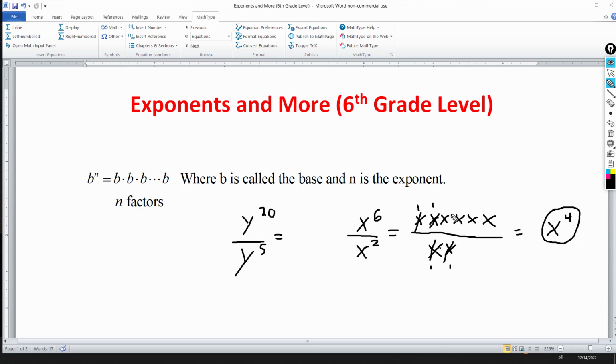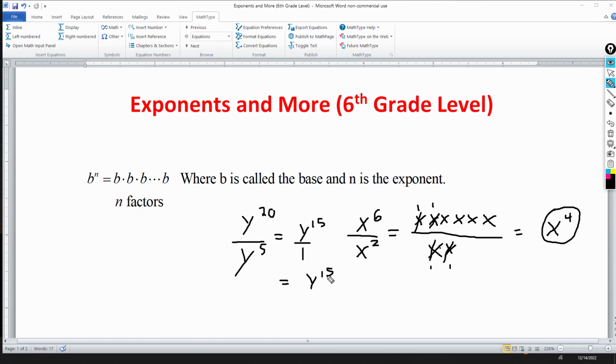Well, think about it. What we did over here, I have 20 factors of y over 5 factors of y. So if I do the same thing I did over here, I can cancel out 5 of the factors in the numerator. But if I take 5 factors away from 20, that's going to give me y to the 15th. And all the y's in the bottom would divide out or cancel. So this would be just y to the 15th over 1, which is the same thing as y to the 15th.